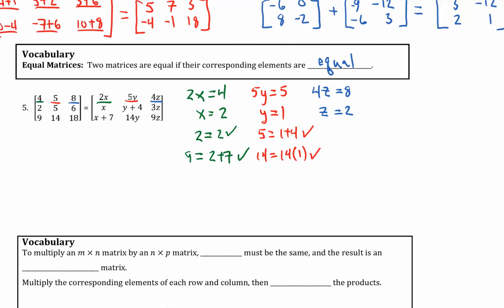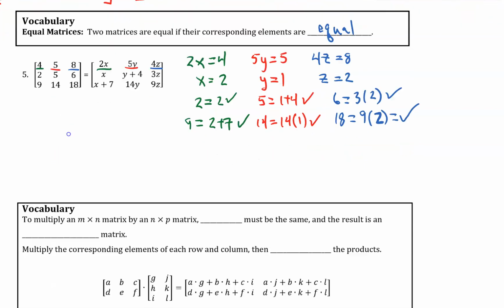And then the last one, same idea. Since z is 2, it's saying that 6 should equal 3 times the z value of 2. That works. And 18 should equal 9 times the z value, which is 2. And that also works. So it's just kind of pointing out that corresponding elements are going to equal each other if there's an equal sign there. So that's really all it's saying.